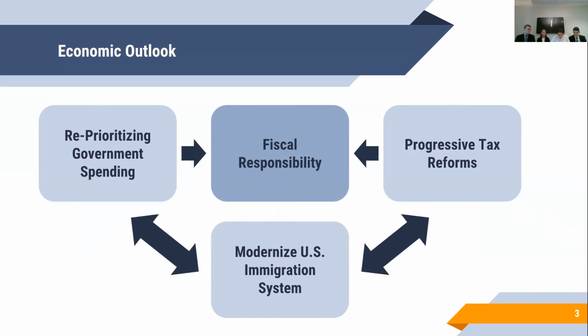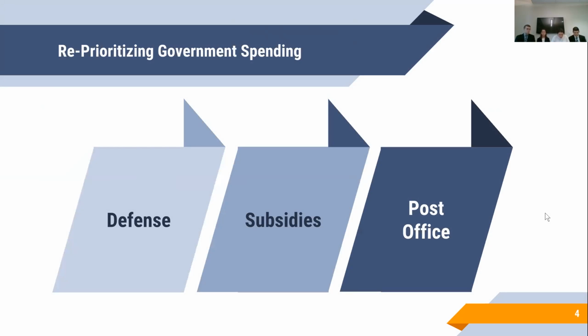As we progress through this proposal, we will have a progress bar at the bottom of each slide displaying the impact each policy has on decreasing the debt to GDP ratio by 2047. Our first group of proposals concerns reprioritizing government spending. Within this category are reductions in defense spending, reduced industry-specific subsidies, and a phase-out of the United States Postal Service.